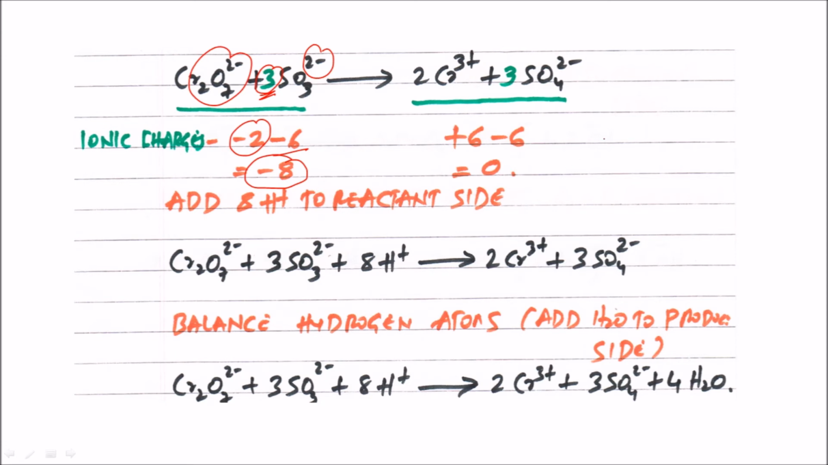Now just check the product side here. You can see first we got +3 on chromium and we got 2 chromium, so it should be +6. And sulfate, each having -2, and we got 3 sulfate ions, right? So the total charge because of sulfate ion will be -6.